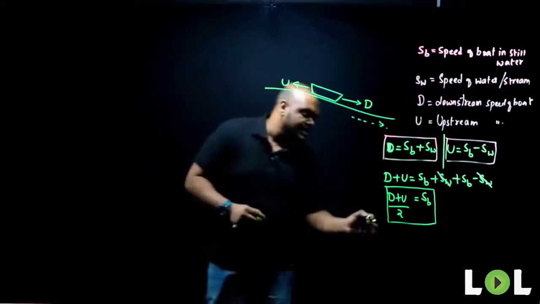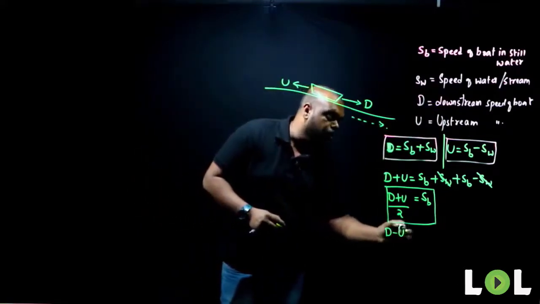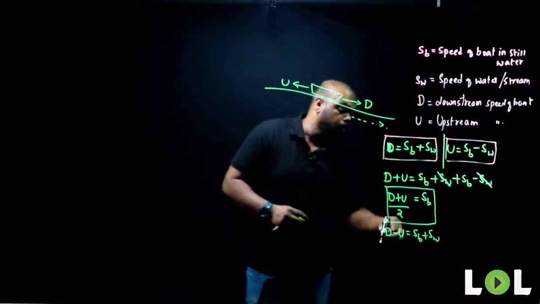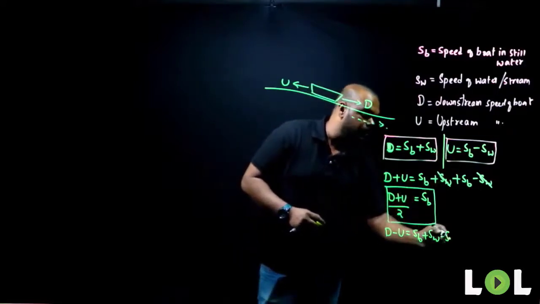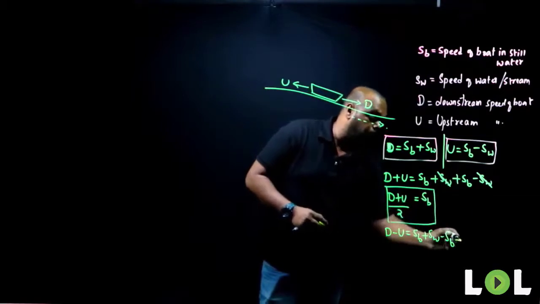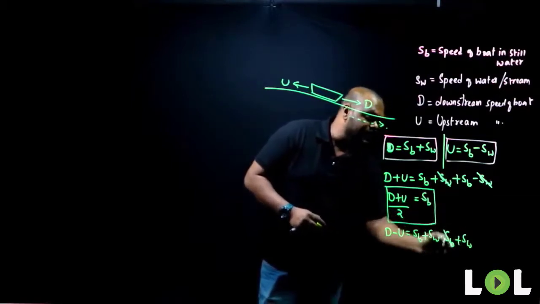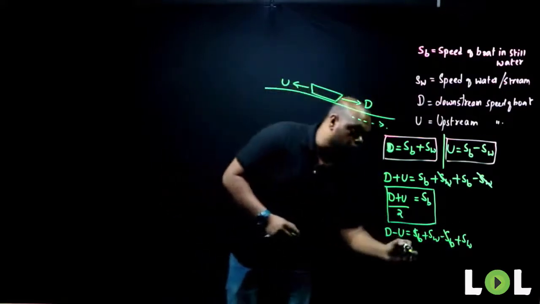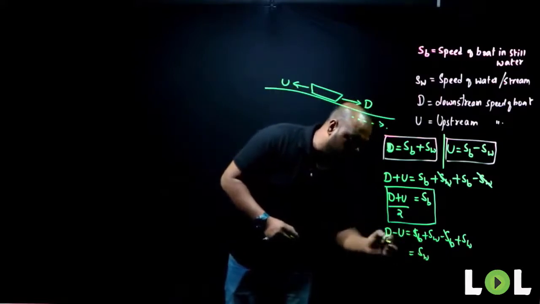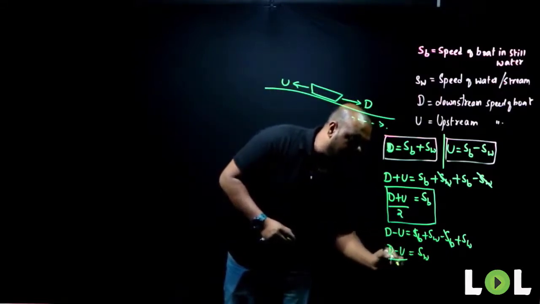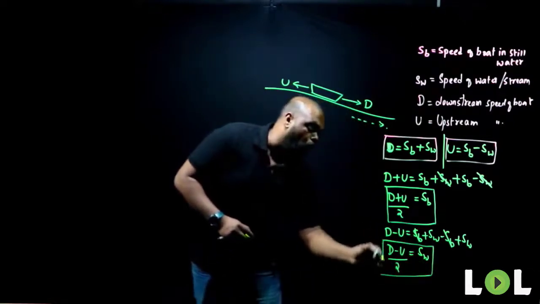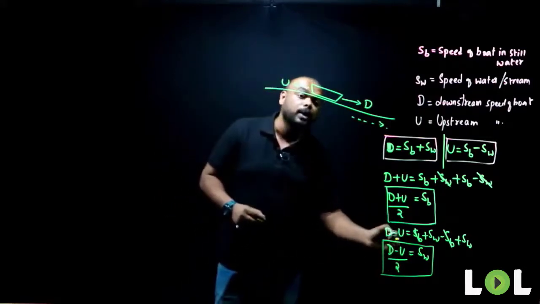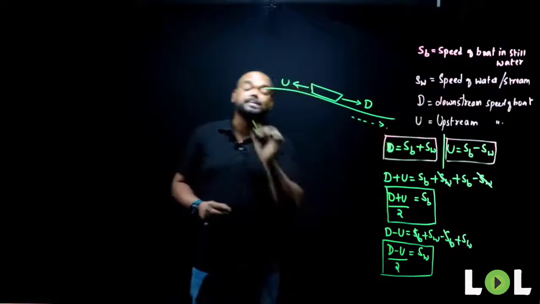Likewise, suppose I subtract these two, d minus u. We know the d value is SB plus SW, minus u, minus into SB is minus SB, minus into minus plus SW. Now SB gets cancelled, and I'll be left with SW plus SW, that is 2SW. So SW is equal to, sending the 2 to the other side, (d minus u) by 2. So the speed of water, or current or stream, can be calculated using the formula (d minus u) by 2, where d and u are the downstream and upstream speeds of the boat.